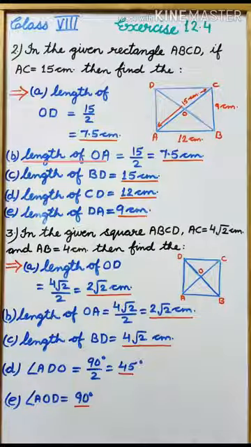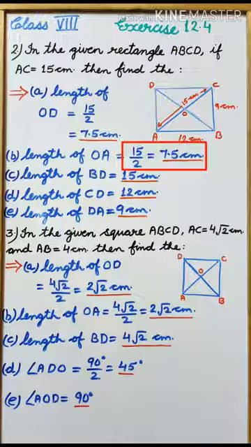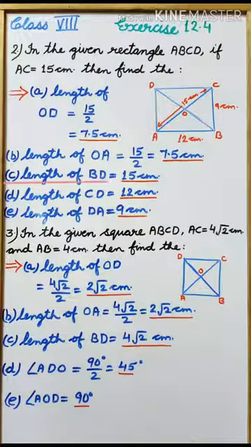(b) Length of OA. By the same reason, length of OA is also 7.5 centimeter. (c) is length of BD. Diagonals AC and BD are of the same length. If AC is 15 centimeter, then BD also measures 15 centimeter.